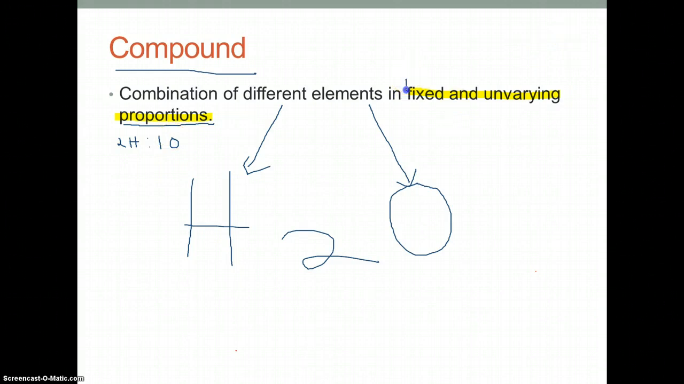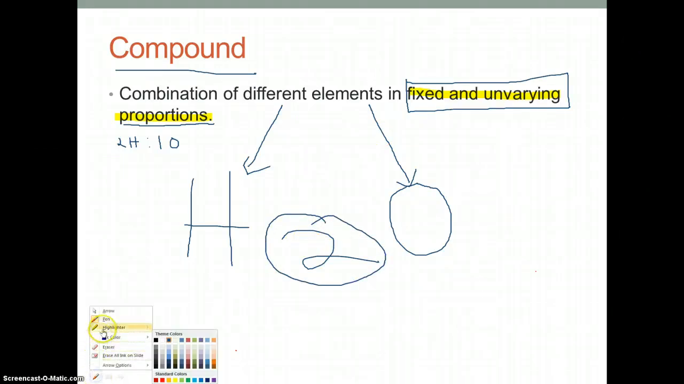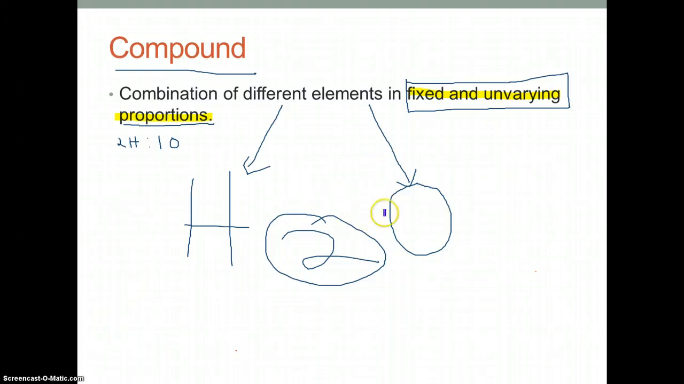Now this is the tricky part. What this is trying to say is that if we change this subscript, if we change the elements, if we change the proportion, this whole compound changes. For example, if we change the subscript here, which is an imaginary 1, and we change that to a 2, this whole compound becomes hydrogen peroxide instead of water. So it changes from drinkable water to an antiseptic.